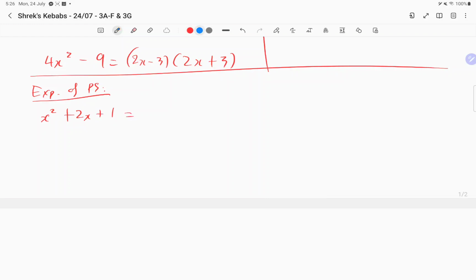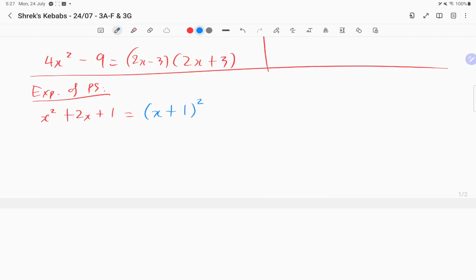X... not the ACB table, if that's what you're wondering. You do your perfect square thing. Is this a perfect square? Yes, it is a perfect square. It's x plus 1, x plus 1 everything squared.